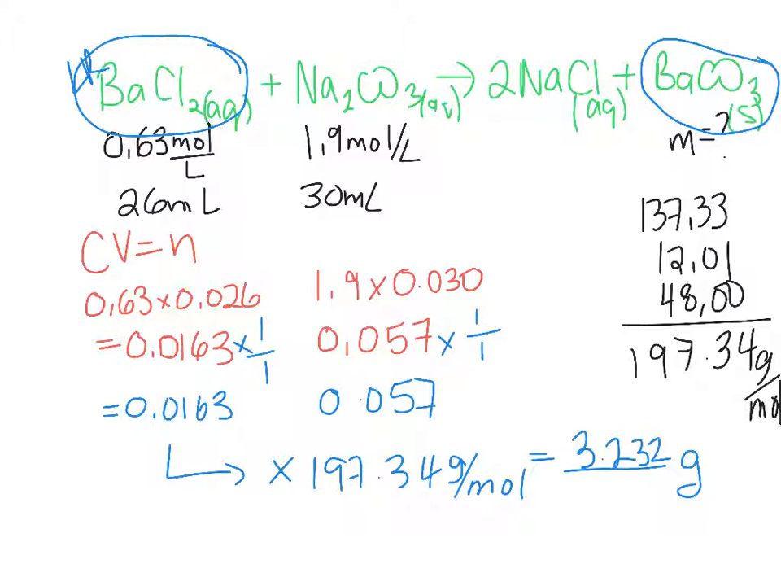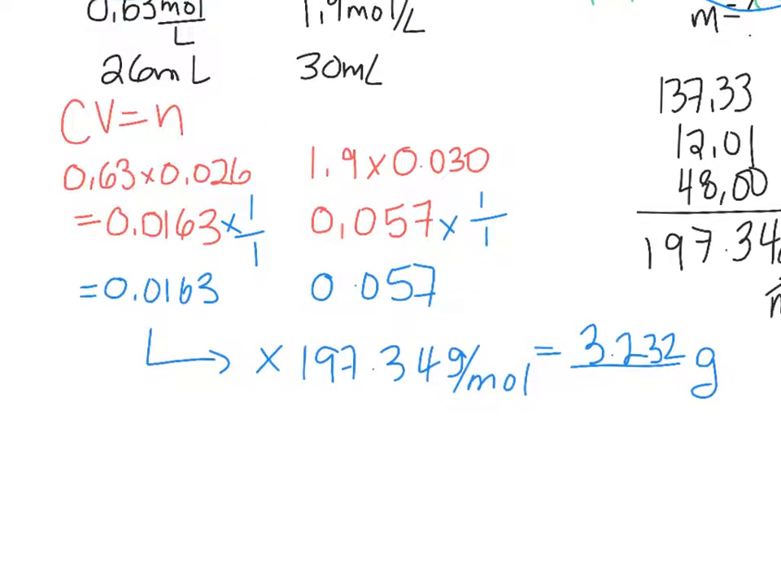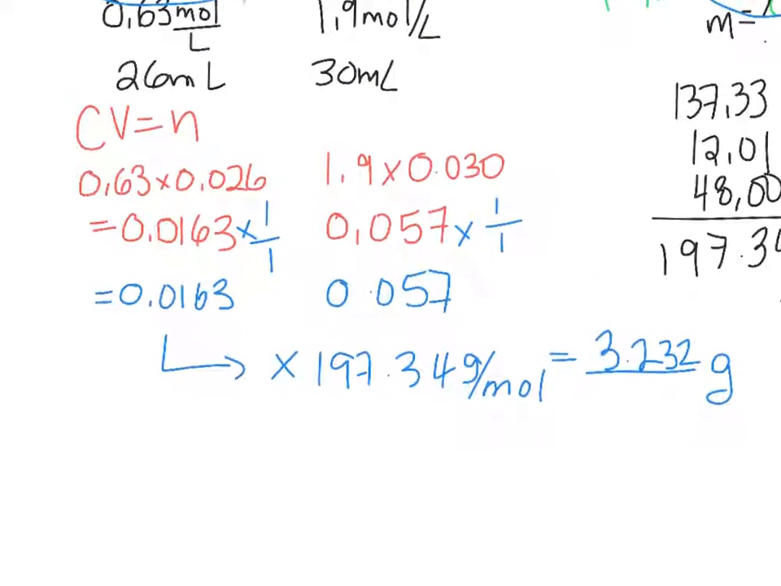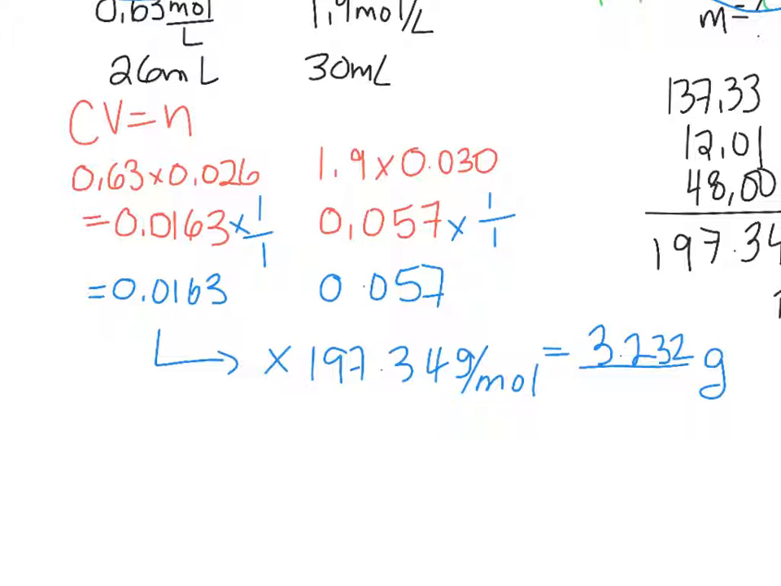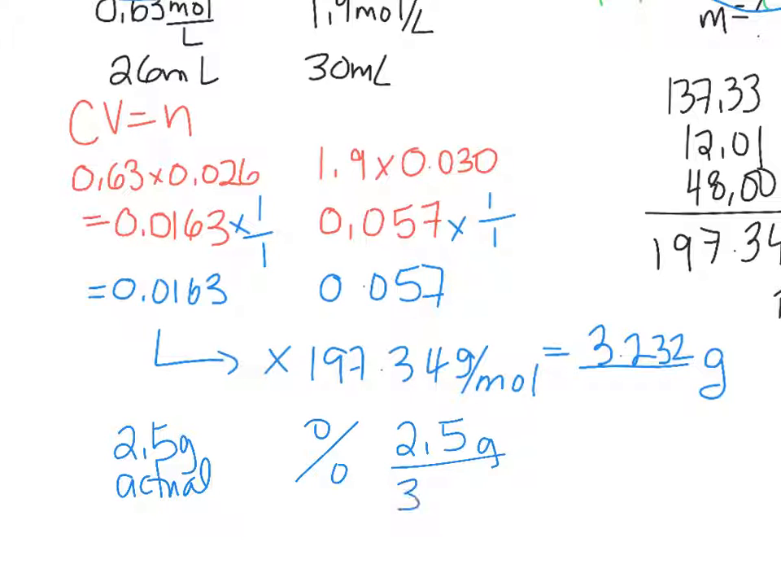2.5? All right, so Dudley did this experiment. And he managed to mass out 2.5 grams of product. To figure out his percent yield, we take 2.5, what he got over what he should have got, times it by 100.